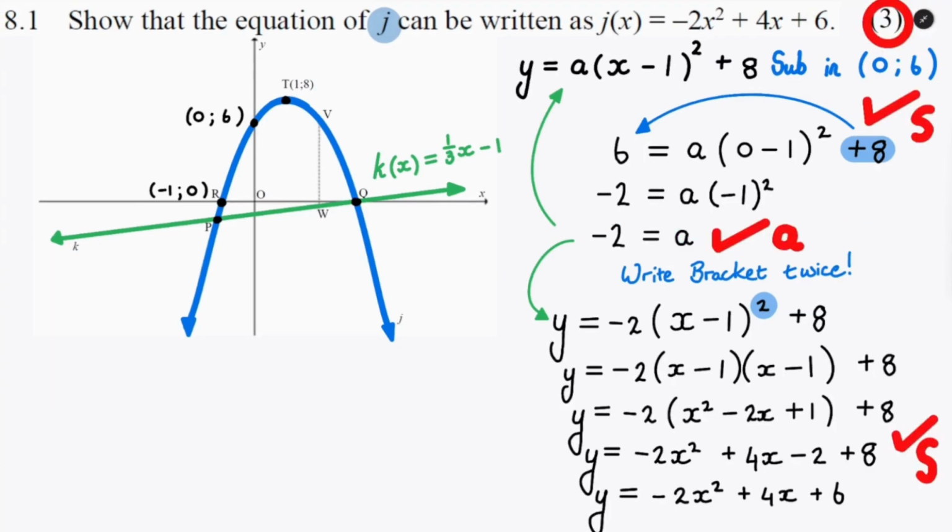And the memo only awards 3 marks over here. 1 for your substitution of both the turning point and this coordinate. 2nd for your value of a. And 3rd for your correct simplification.